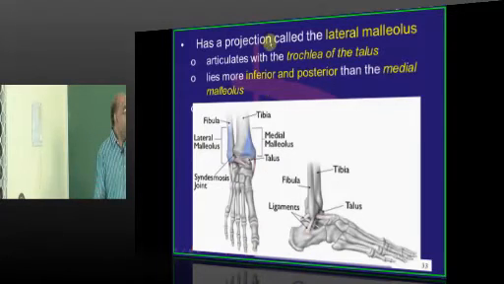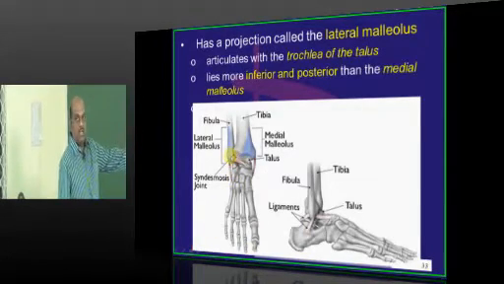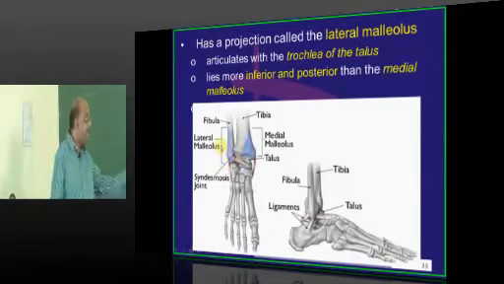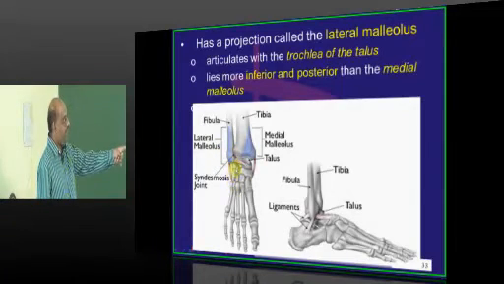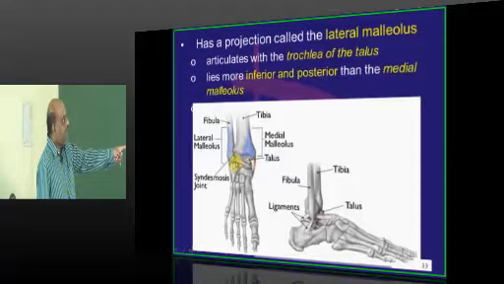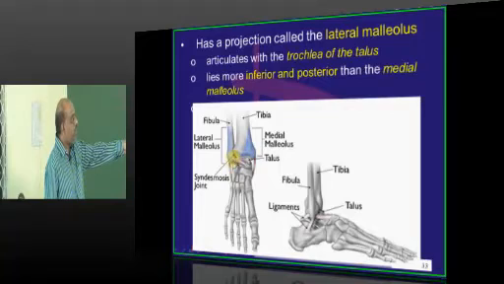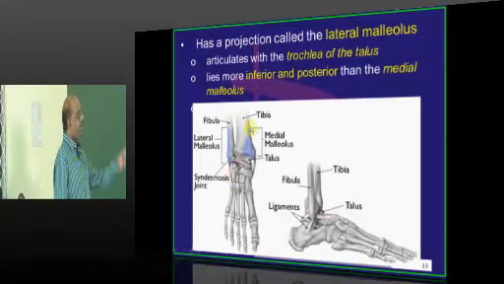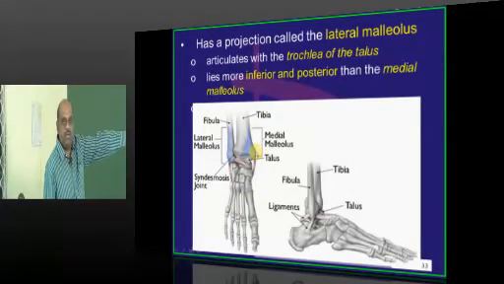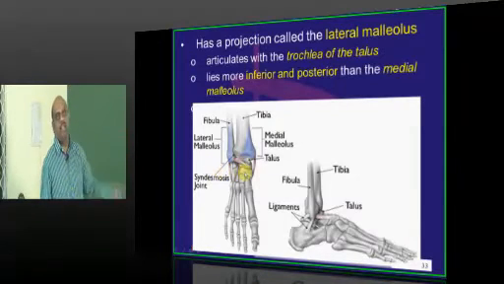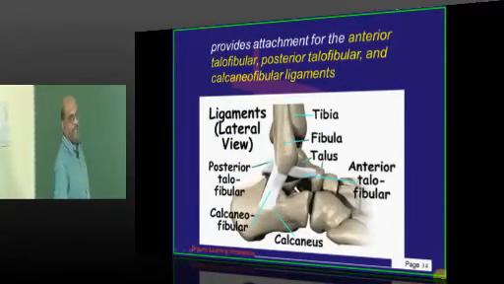Then there is a projection in the lower end of the fibula called the lateral malleolus. Why does it need to be remembered? The lateral malleolus articulates with the talus. Talus has an area called the trochlea, and the lateral malleolus articulates with the trochlear part of the talus. If you compare the medial malleolus of the tibia and the lateral malleolus of the fibula, the lateral malleolus is more inferior and more posterior than the medial malleolus.